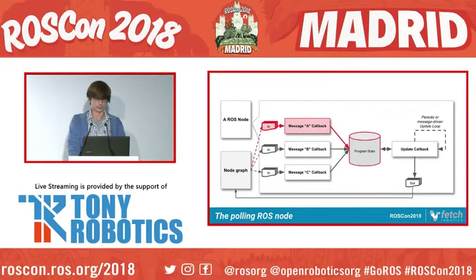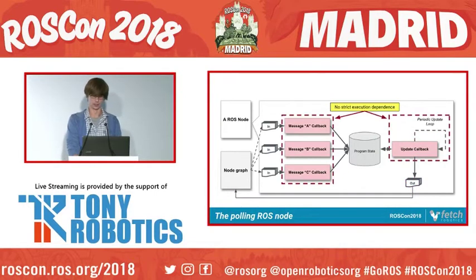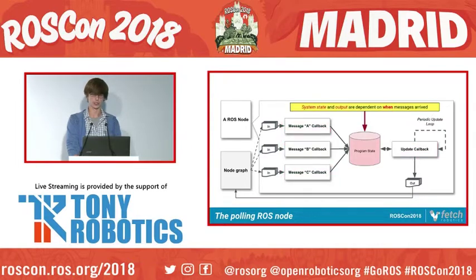So something like this: we get some messages in on our inputs, and then, decoupled from that, we run our update callback. What we end up with is a lack of execution dependence on one another. We end up sampling the inputs that we have, and so our outputs are very dependent on the order in which our messages come in, the timing in which they came in.